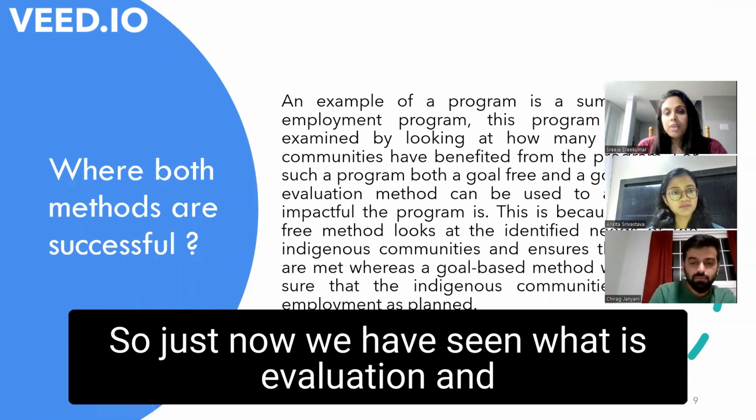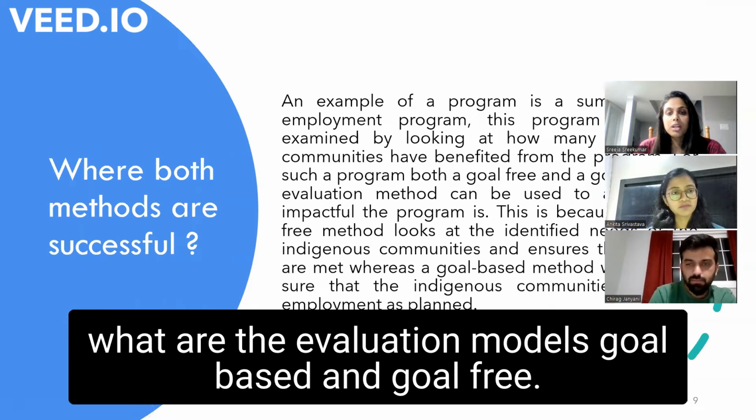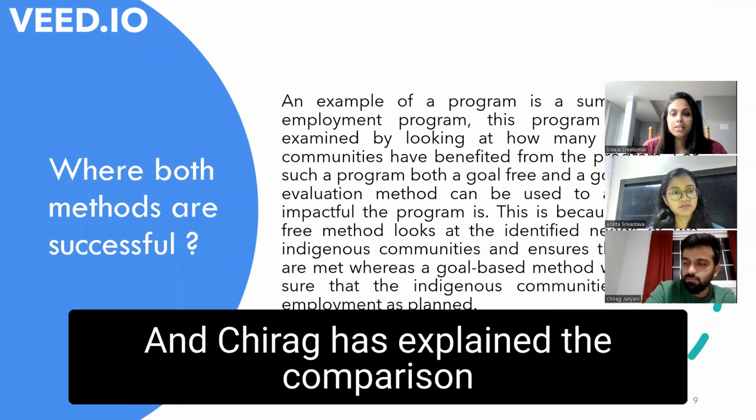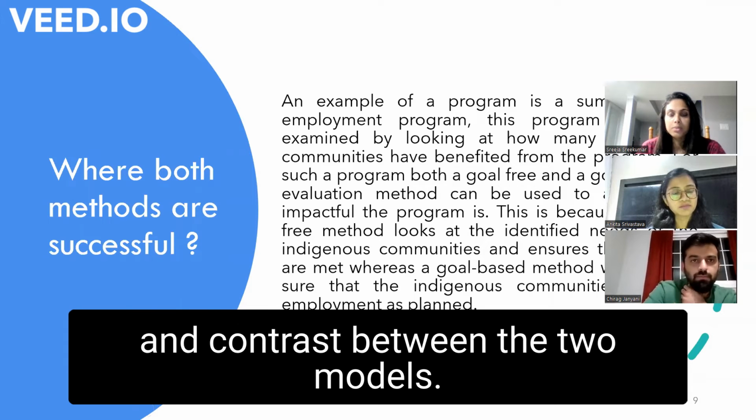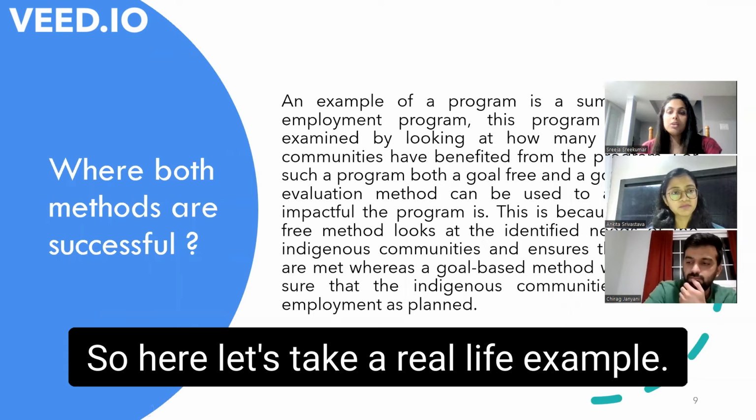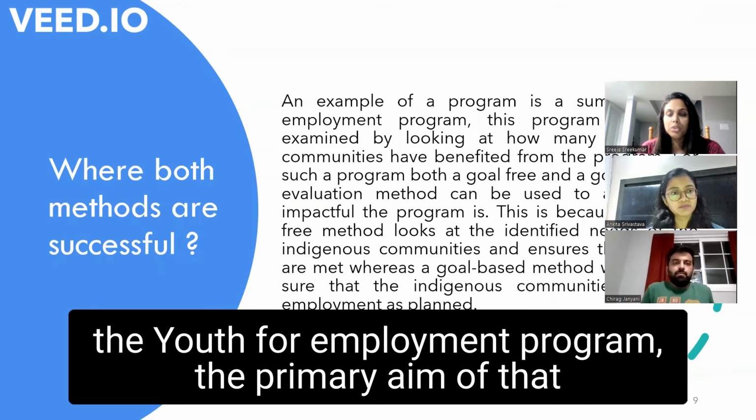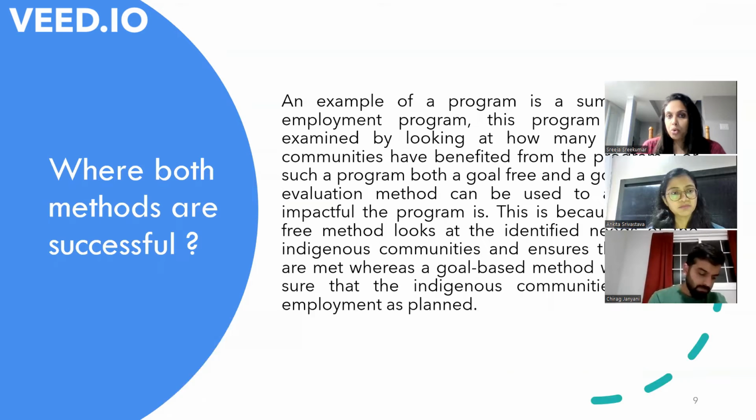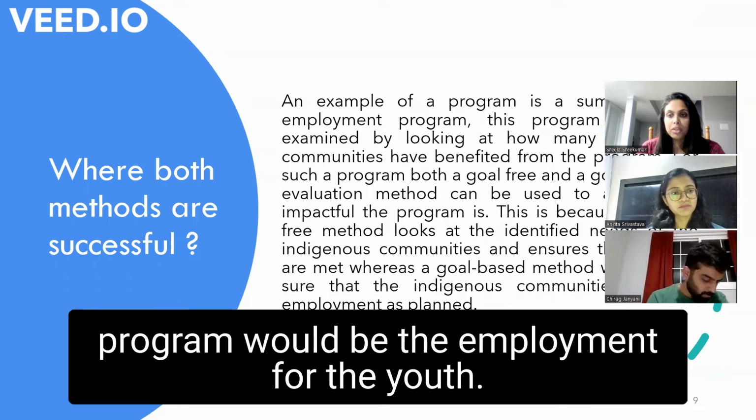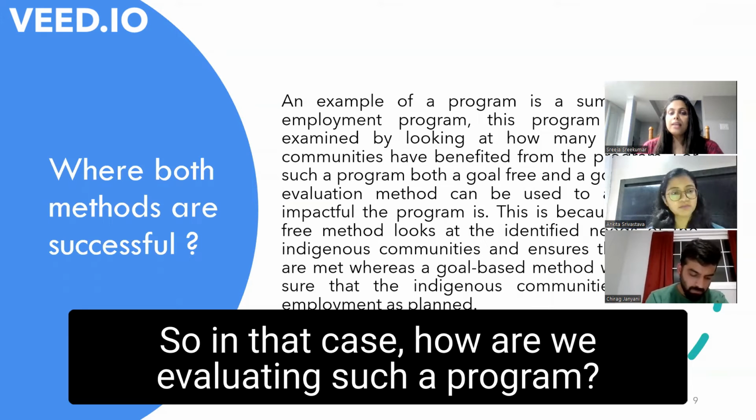So just now we have seen what evaluation is and what the evaluation models, goal-based and goal-free, are. And Chirag has explained the comparison and contrast between the two models. So here let's take a real life example. For example, if we are organizing a summer camp for the youth for an employment program, the primary aim of that program would be employment for the youth. So in that case, how are we evaluating such a program?